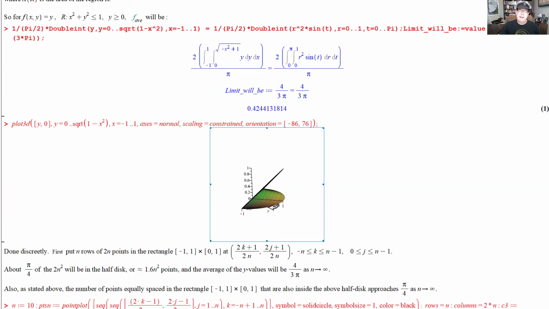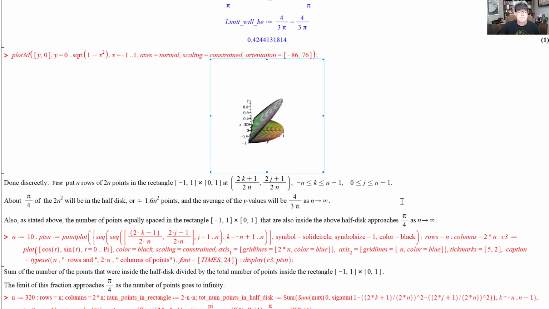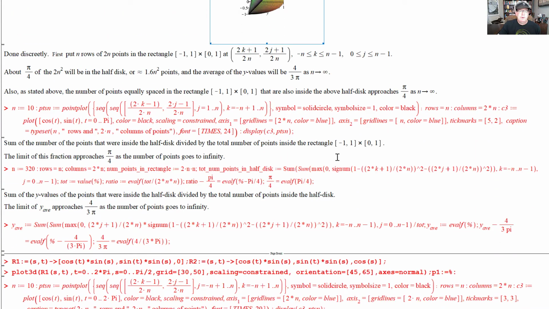One way to visualize this would be above each point in that disk, what's the y value? So here's a graph of y over that half disk, and then I'm finding the average value of this function. It's 4 over 3 pi, about 0.42. Or for average value, let's look at what I got here.